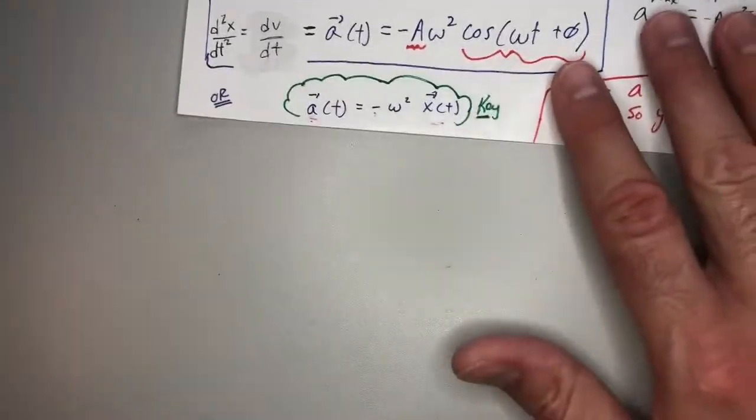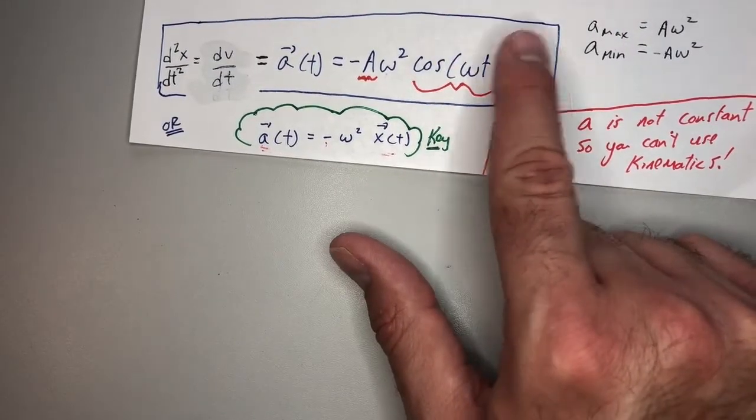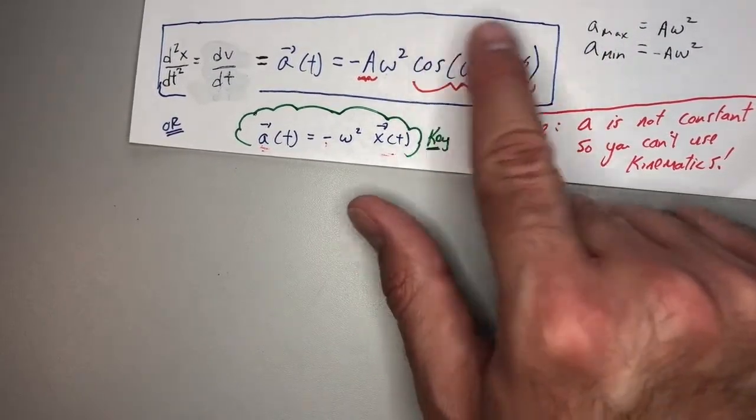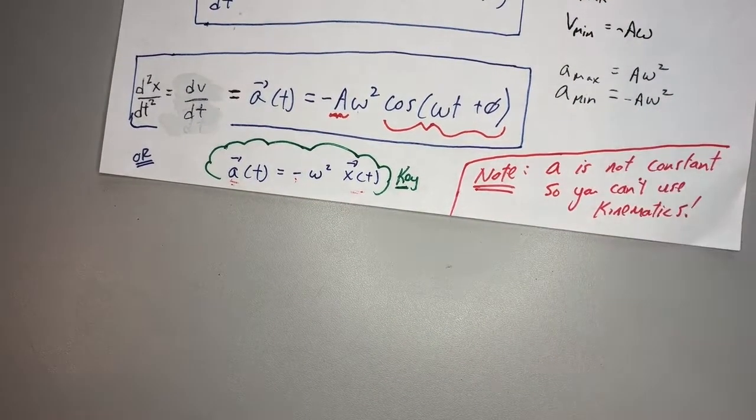And then you look at acceleration, you play the same game. The biggest or the smallest a cosine function can ever be is 1 or negative 1. So let's say cosine was negative 1 here, negative times a negative. So your max would be A omega squared, your min would be negative A omega squared.